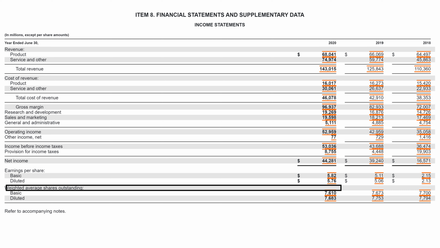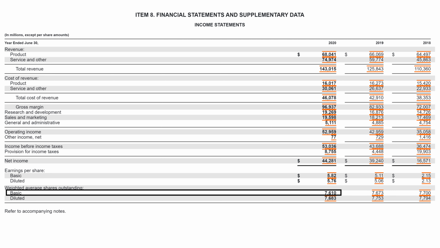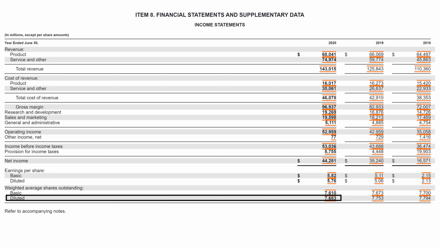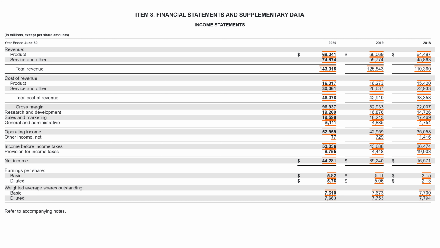Since shares are not always consistent throughout the year, we have to average these out in order to make sense of these numbers. So for basic, we have 7,610,000,000 outstanding shares, but with consideration to the diluted section, we have 7,683,000,000 shares.